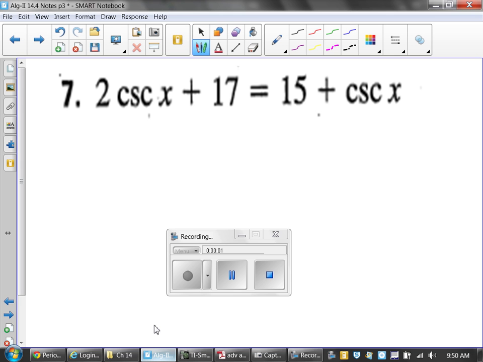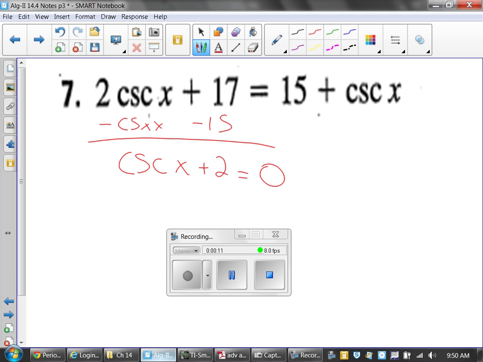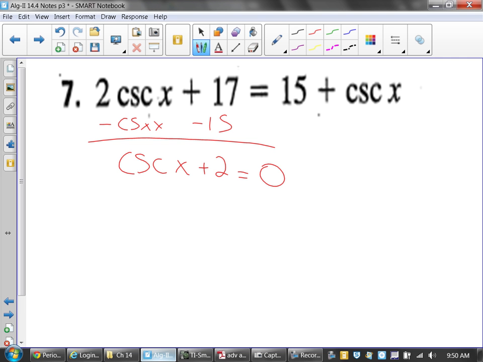So subtract the cosecant x and subtract the 15. I get cosecant x plus 2 is 0. Okay? So in order to solve for the angle, I have to now move that 2 back over because I've got it set equal to 0. So I have cosecant of x equals negative 2.